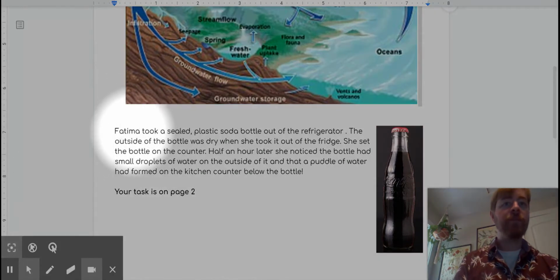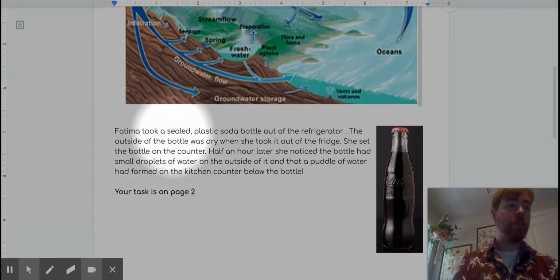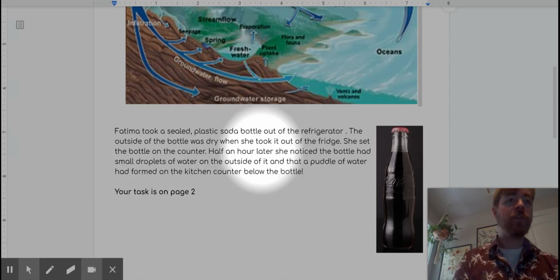So we have Fatima. Fatima took a sealed, that means unopened, plastic soda bottle out of the refrigerator. The outside of the bottle was dry when she took it out of the fridge. She set the bottle on the counter. Half an hour later, that's 30 minutes later, she noticed the bottle had small droplets of water on the outside of it, and that a puddle of water had formed on the kitchen counter below the bottle.